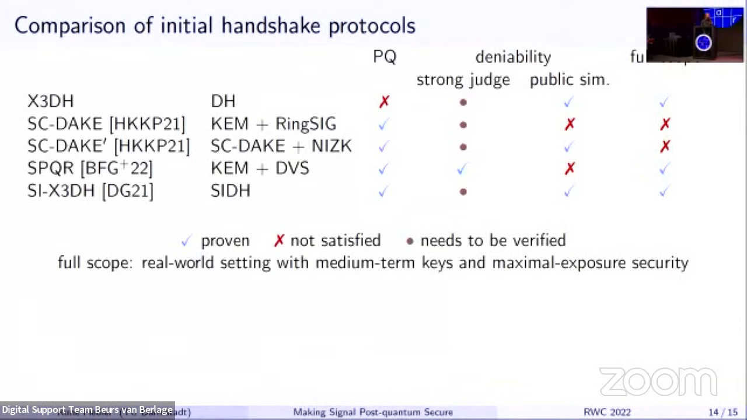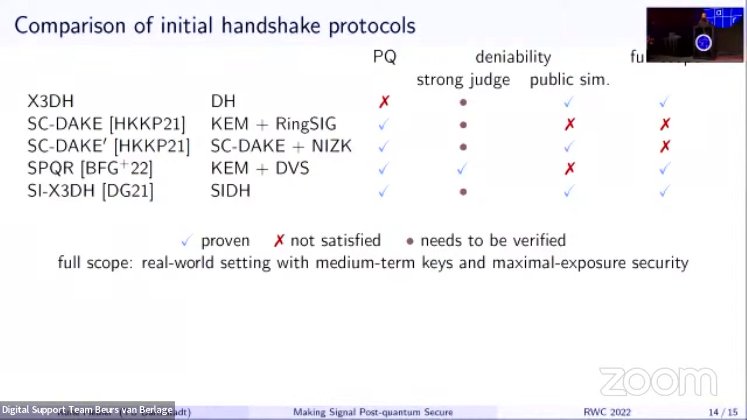So all in all, there are three different proposals for how we can get an initial handshake protocol that is post-quantum secure. Sorry, to be more precise, there are four. So the baseline that we can measure against would be the original X3DH protocol, which is currently in use, but is not post-quantum secure. And this was shown to be deniable with respect to public simulatability, so the definition from Di Raimondo et al. And it fulfills the full scope, so they have medium-term keys and security against randomness exposure.